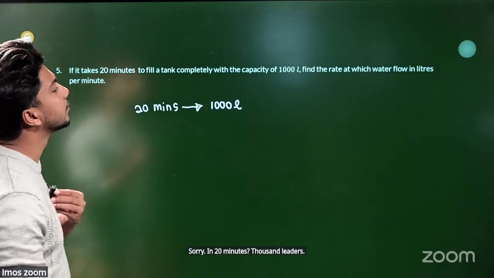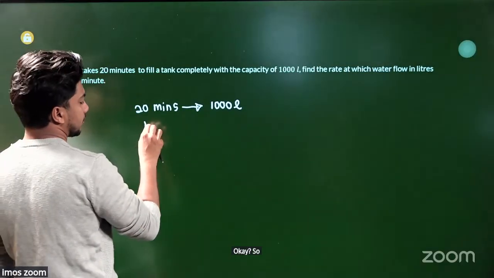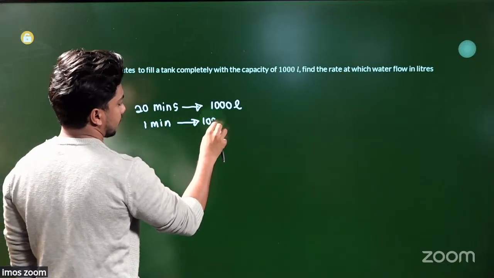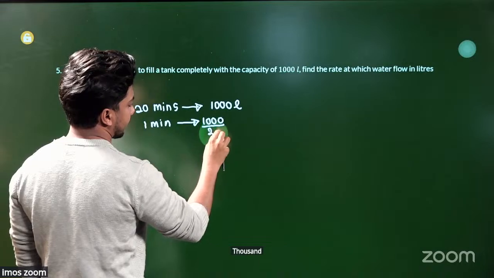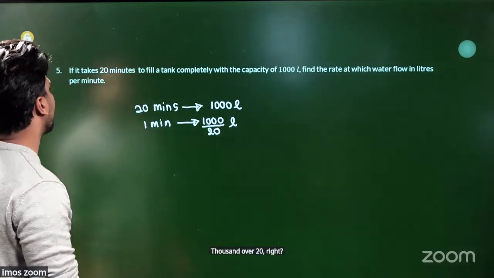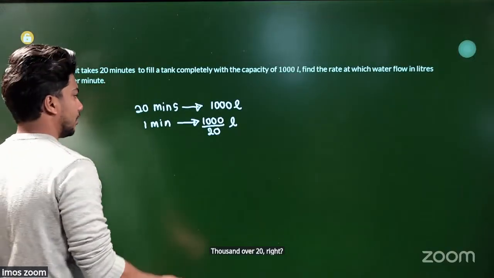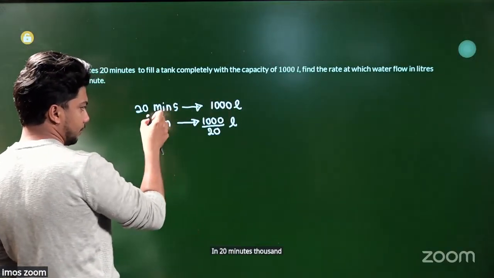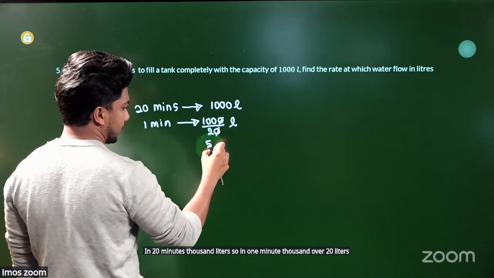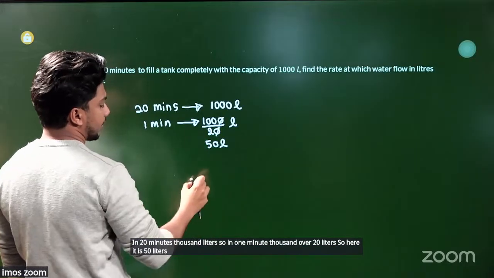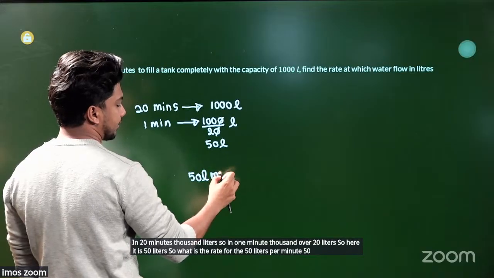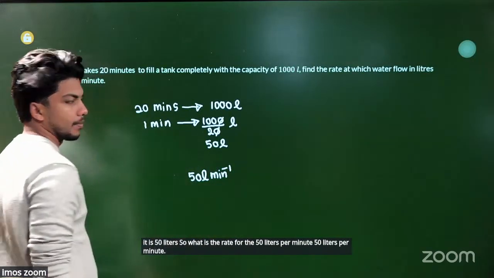Okay, so in 1 minute, 1000 over 20, right? In 20 minutes 1000 liters. So in 1 minute 1000 over 20 liters. So here it is 50 liters. So what is the rate? 50 liters per minute. Right.